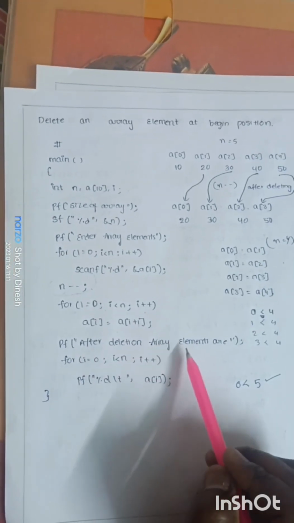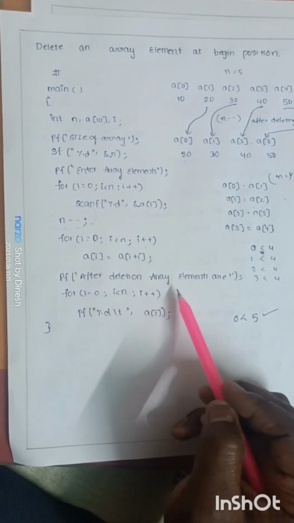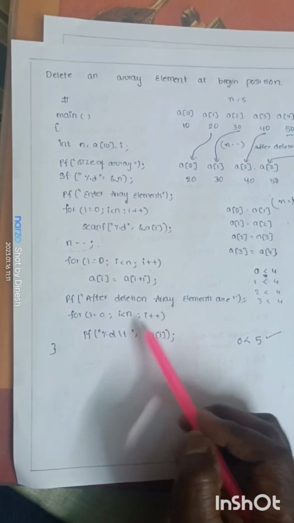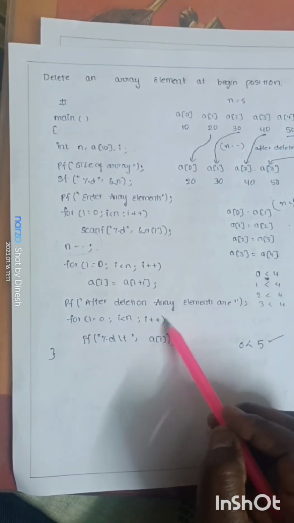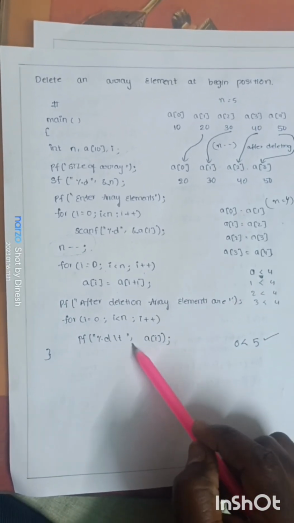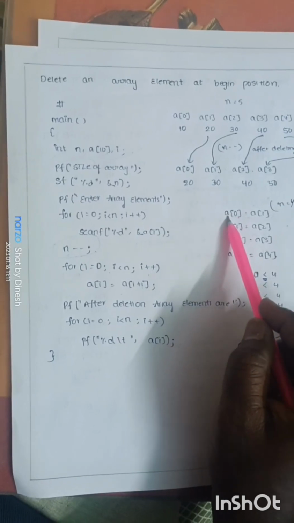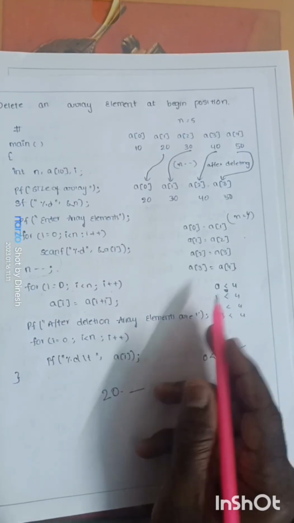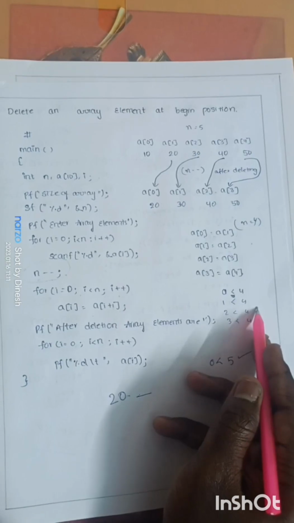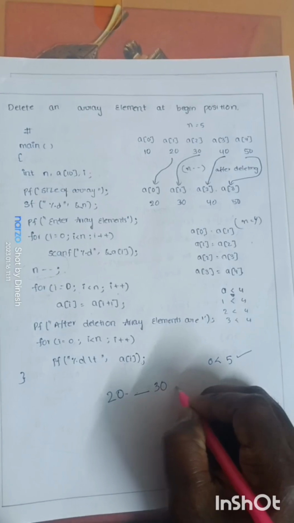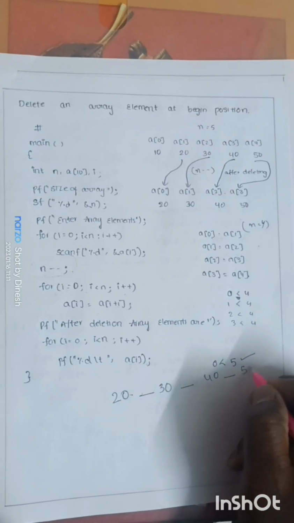Printf after deleting array elements are, and for more than one element we know a for loop is used. I equals to 0, i less than n, i plus plus. 0 less than 4, because the array size is 4, so printf percentage d, a of i. A of 0 means 20, so 20 will be printed. Next, space, i plus plus, i becomes 1, 1 less than 4, a of 1 means 30, so 30 will be printed, space 40, space 50.